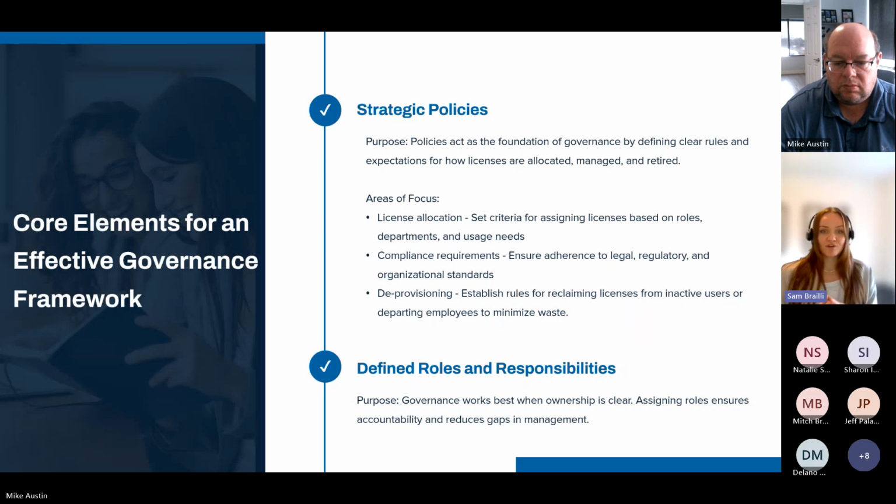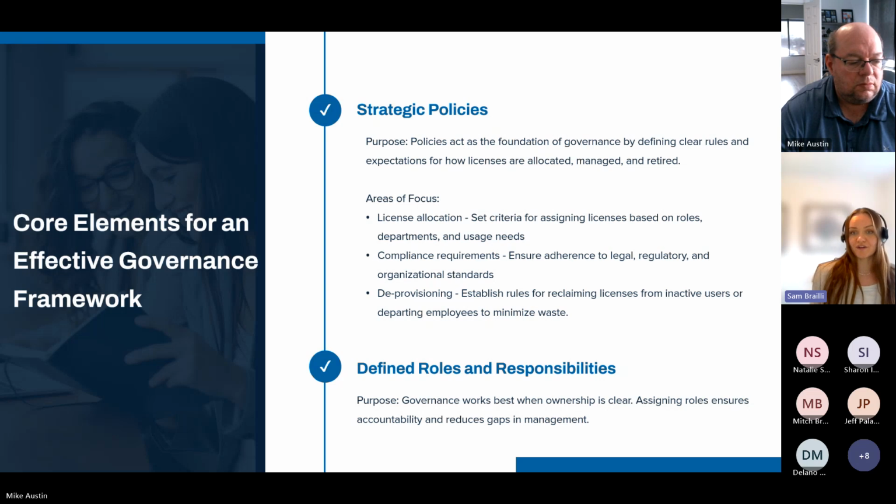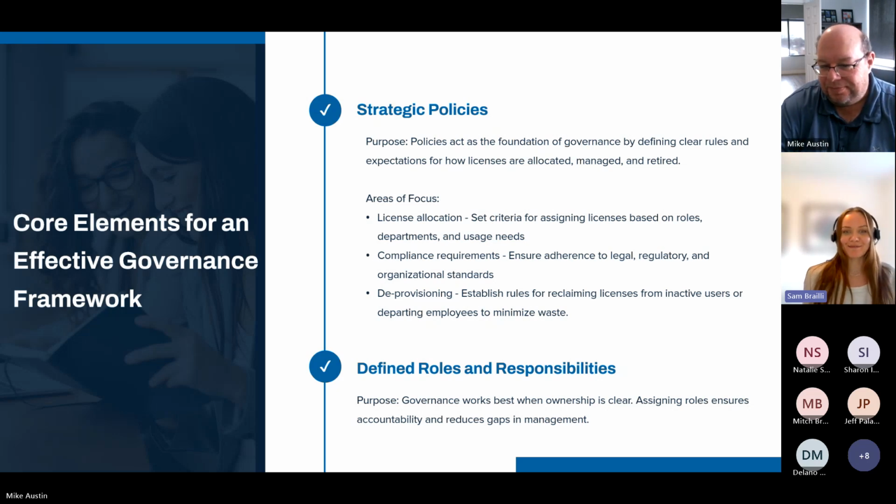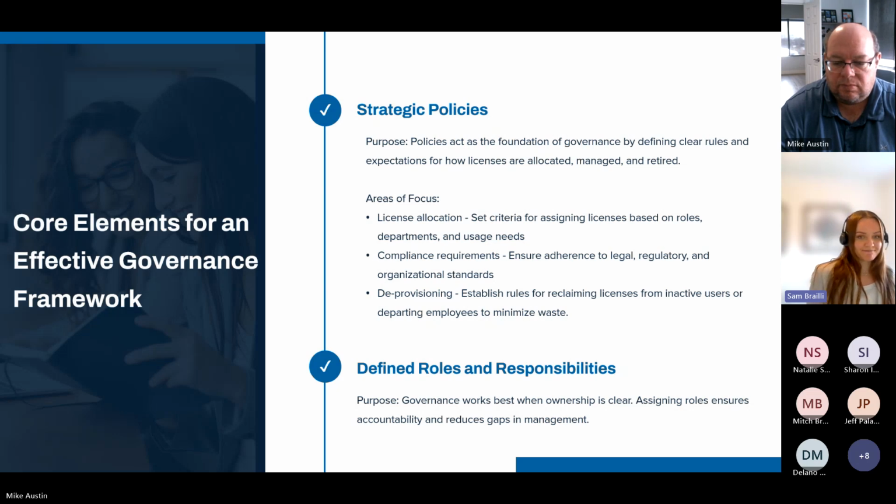We've then got compliance requirements. It's essential to stay on top of legal, regulatory, and company standards. This includes guidelines like GDPR for data protection or industry-specific regulations. And then finally, we've got deprovisioning. This is establishing protocols for reclaiming licenses from inactive or departing users to help prevent waste and keep our resources streamlined. So in short, well-defined policies give us roadmaps for consistent, effective license management.